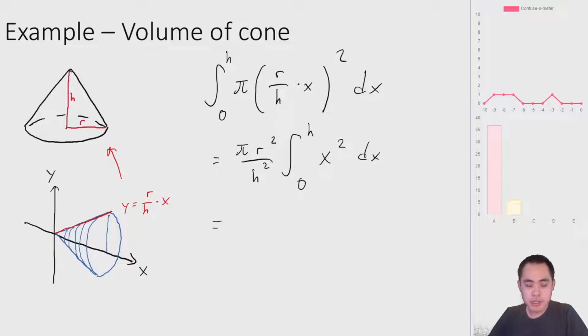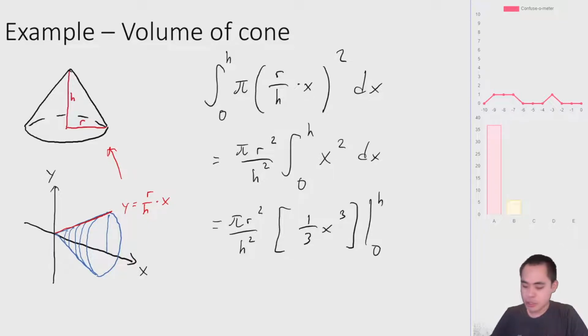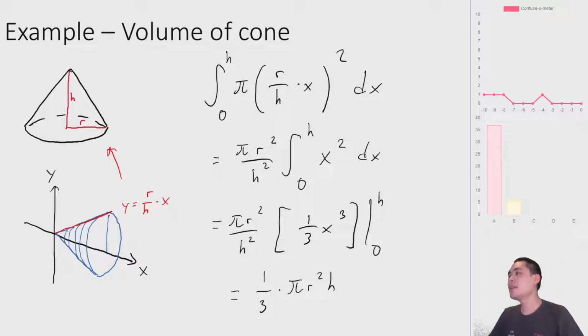We all know how to do this, so this is pi r squared over h squared times 1/3 x cubed from 0 to h. The 0 goes to 0, and therefore this entire thing is equal to 1/3 times pi r squared h. And that is the volume inside of a cone.